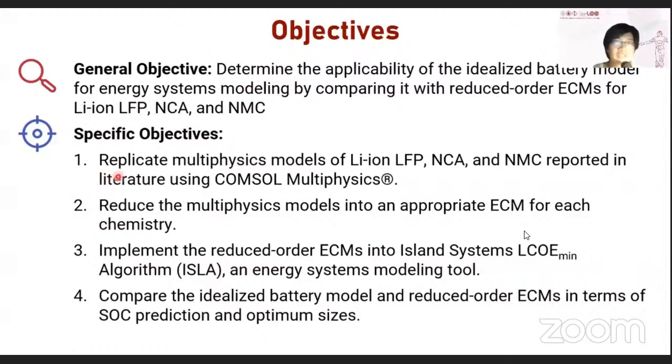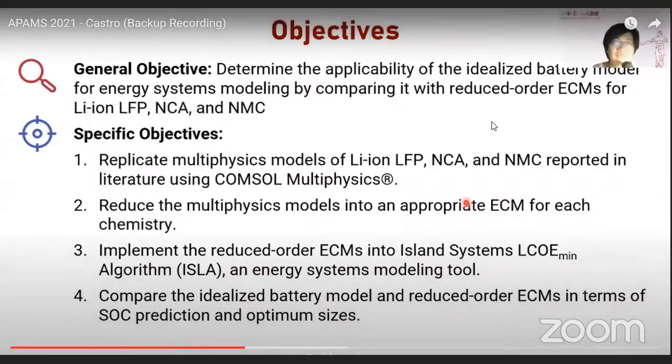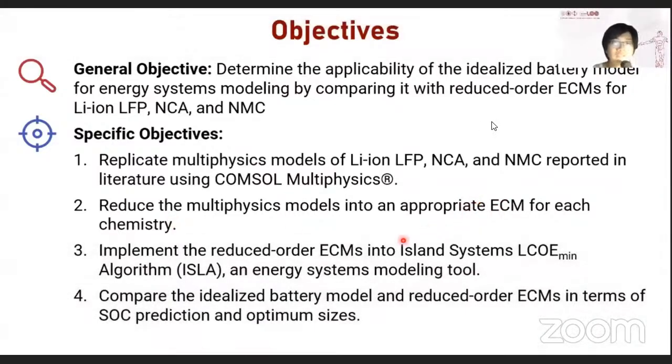First is to replicate the multi-physics models of lithium-ion LFP, NCA, and NMC batteries reported in literature using the COMSOL Multiphysics software. We'll then take the multi-physics models and reduce them into appropriate ECMs for each chemistry. These ECMs will then be implemented into ISLA, or the Ion Systems LCOE minimization algorithm, which is our in-house energy systems modeling tool. And finally, we'll compare the idealized battery model and the reduced order ECMs in terms of their SOC prediction and optimum sizes.